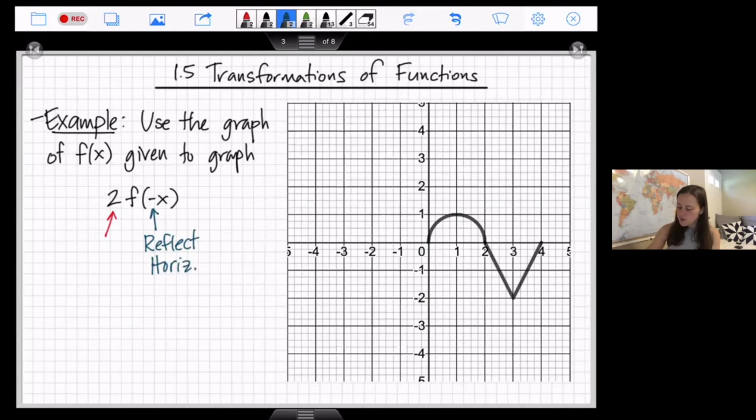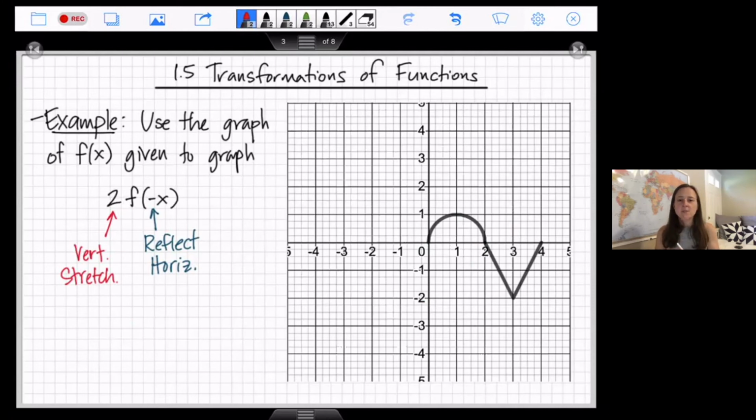All right, and then the 2 on the outside, that's multiplication by 2, not adding 2. So this is going to be doubling things. It's doubling y coordinates. So that's going to be one of our vertical stretches. All right, so again, it doesn't matter which one we do first, right? So I'm going to do the stretch first since I got my red pen already turned on.